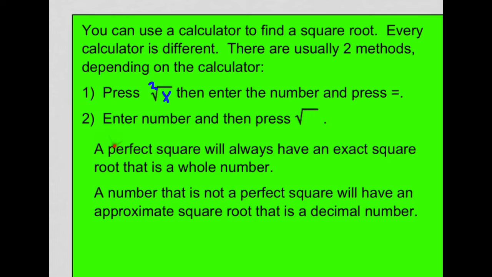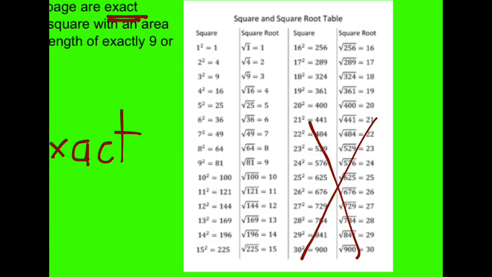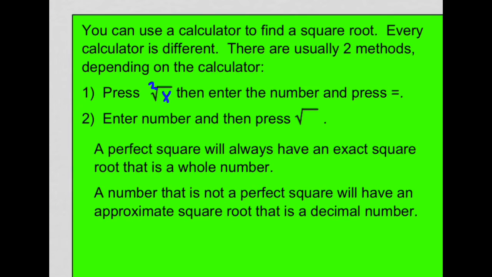Now, a couple other things here. A perfect square will always have an exact square root that is a whole number. Going back to this page, all the numbers on this page are perfect squares, and all of their square roots are whole numbers, right? They're not decimals. Now, a number that is not a perfect square will have an approximate square root that's a decimal number. So on this first video, we're only going to focus on exact square roots. In the next video, we're going to start estimating square roots.